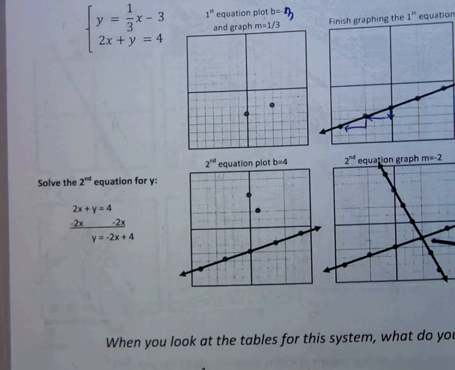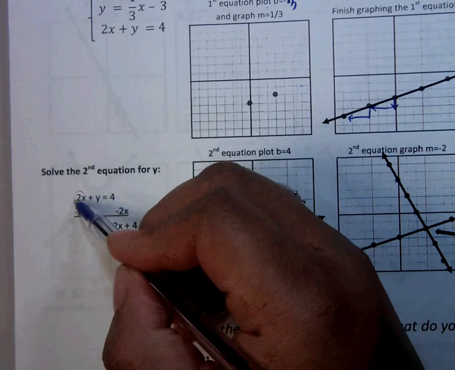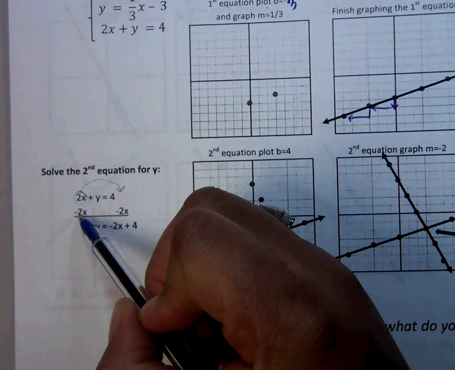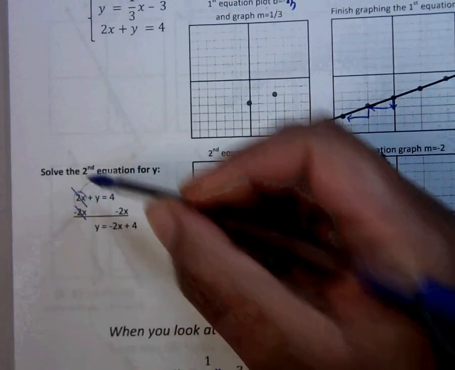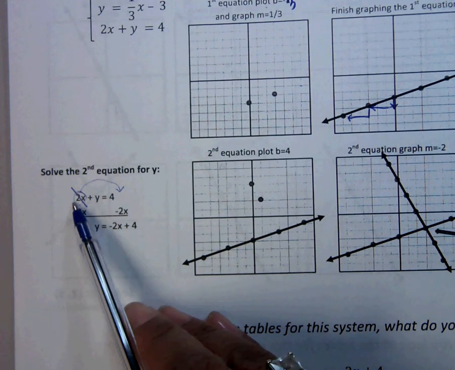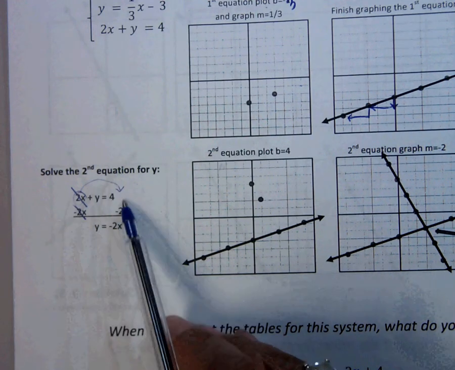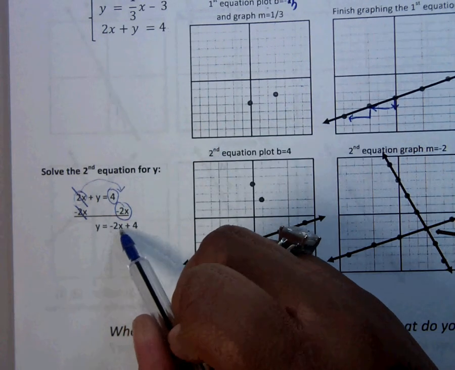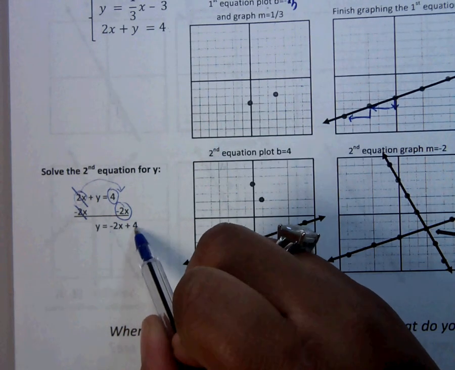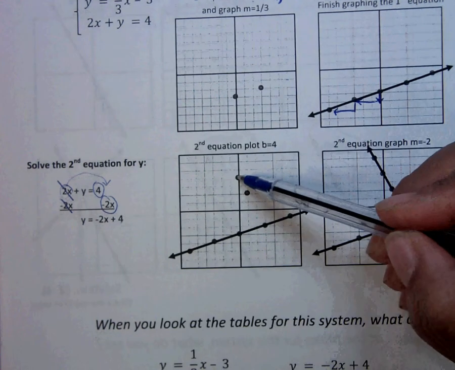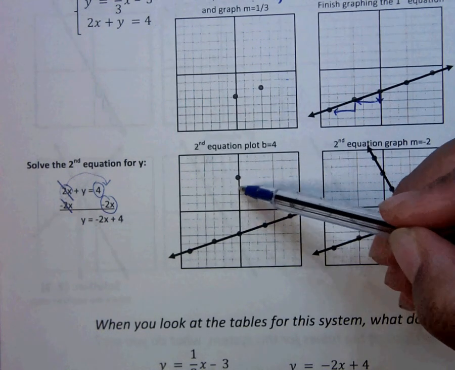So how do you solve for y? Move 2x to the other side by subtracting it. Once it is subtracted, it is no longer on the left side. Remember, you're subtracting because it's positive. Now that it is on the other side, these two become -2x plus 4. We can now graph the second equation. Start at 4 on the y-axis, 1, 2, 3, 4.